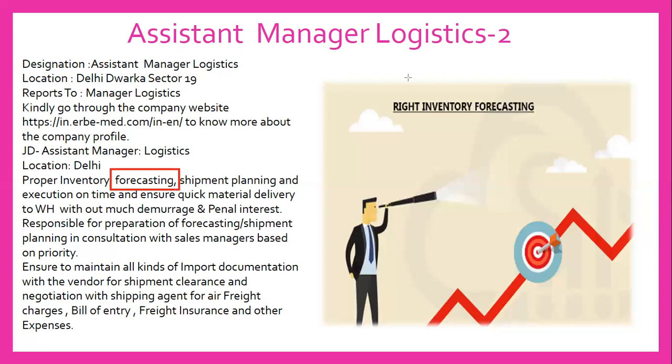Now the third point is shipment planning and execution on time to ensure quick material delivery to the warehouse. This is very important. Shipment planning and execution means that on the basis of the order received from the customer, we have to plan the shipment and execute it, not only plan but dispatch the goods as per the timeline, to ensure quick material delivery to the warehouse.